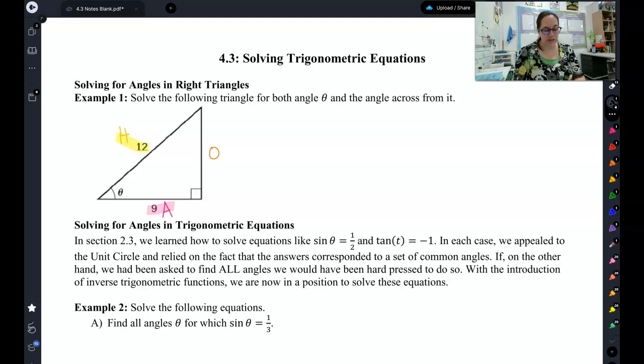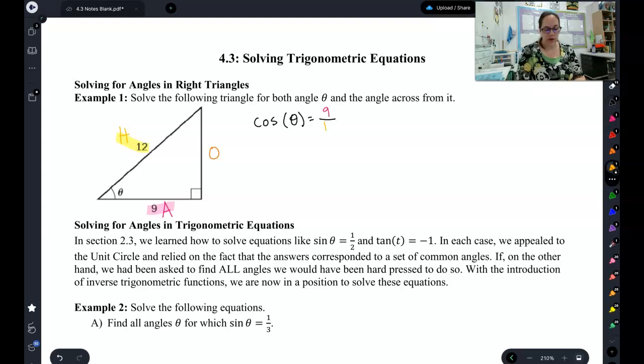So if I care about adjacent and hypotenuse, that's SOHCAHTOA. So this is a cosine equation. So I get cosine of my angle, which I don't know, equals the adjacent side over the hypotenuse side. And now I want to solve this for theta. Now in the past, we've had a bunch of unit circle ones where we could just look up where this point was on the unit circle, find the radians for that point, and that was our answer. Now we don't have unit circle problems.